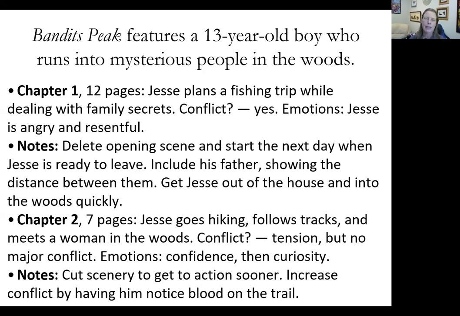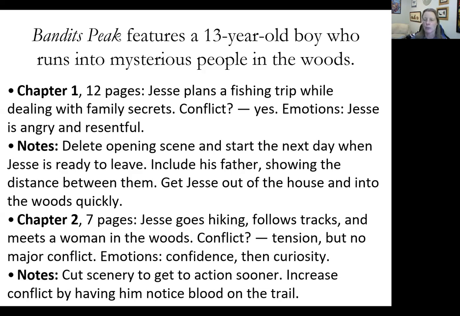Jesse plans a fishing trip, and his parents are talking about some things that he doesn't really understand and they won't explain. So there's some family secrets. Is there conflict? Yes. But it is not one that he's actively trying to do anything about. And are there emotions? Yeah, but they're kind of the same throughout. So then I made notes on what I wanted to do with that chapter. Delete the opening scene, start the next day when he's ready to leave on his trip, as opposed to having a scene where he's simply planning a trip. Make sure I include his father so I can show the conflict between them, but mainly get Jesse out of the house and into the woods quickly because that's where most of the story takes place.